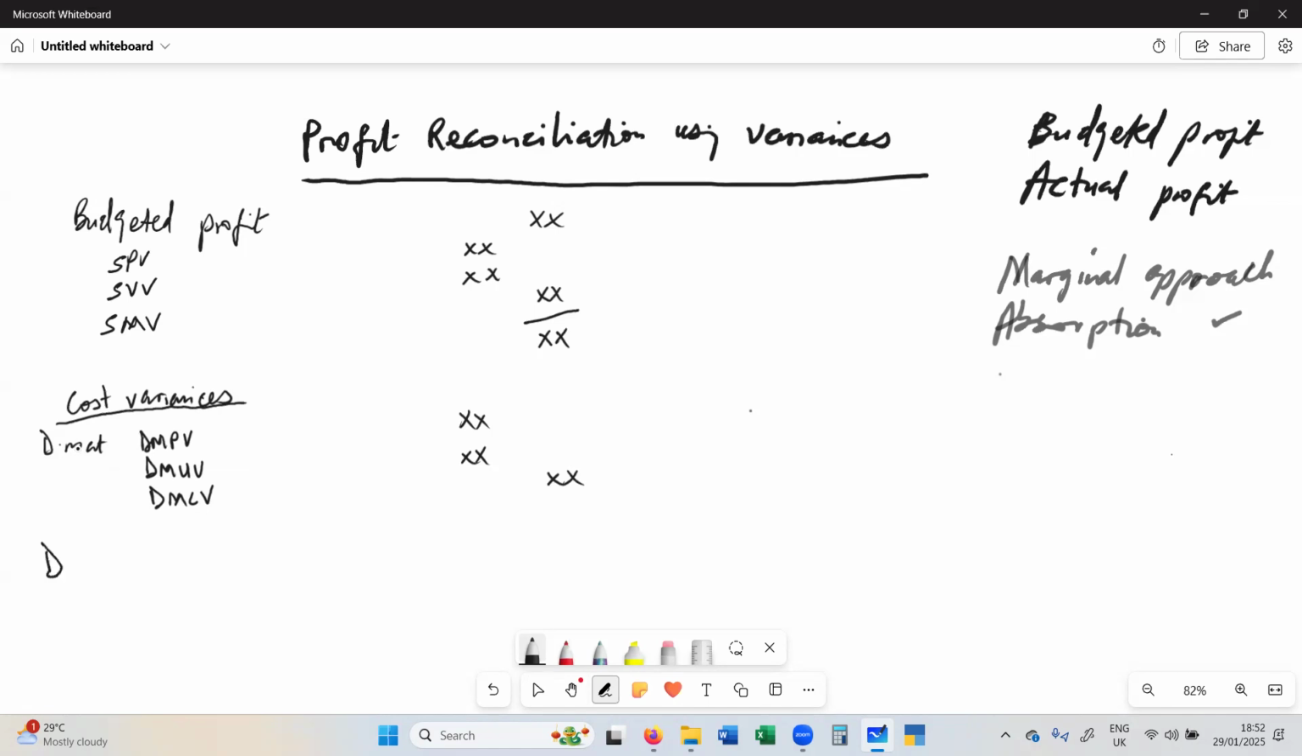You get it? Then direct labor. So that one too, we can have direct labor rate variance, direct labor efficiency variance. Then we can have direct labor cost variance. So all this, or if you want to net add the two, then we get this. See that?